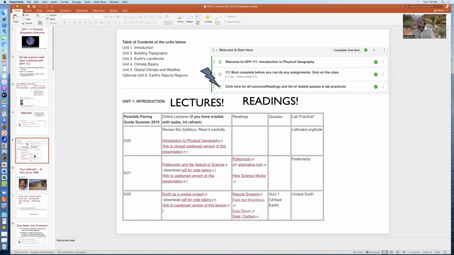You'll also see a column for lab practicals that are the best connection to the lecture and readings topics. I'll explain more about the lab practicals and how they are a little bit disconnected because they're much more focused, but I'll explain that later.